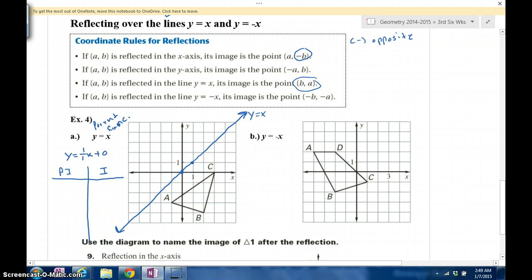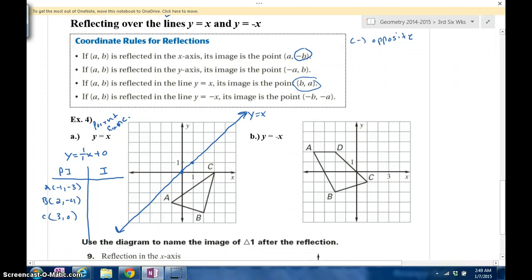So A is at -1, -1, 2, 3. B is at 1, 2, 1, 2, 3, 4. So we get 2, -4. And C is at 3, 0.